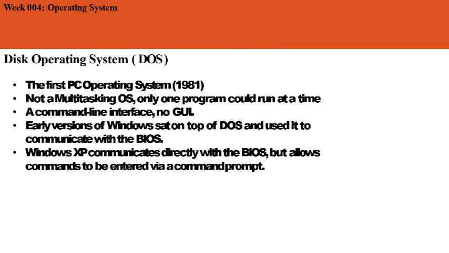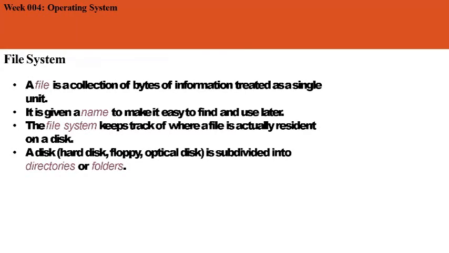So early versions of Windows sat on top of DOS, or this operating system, and use it to communicate with the BIOS. So Windows XP communicates directly with the BIOS, but allows commands to be entered via a command prompt. Okay, so that is this operating system. Okay, so we have also the file system.